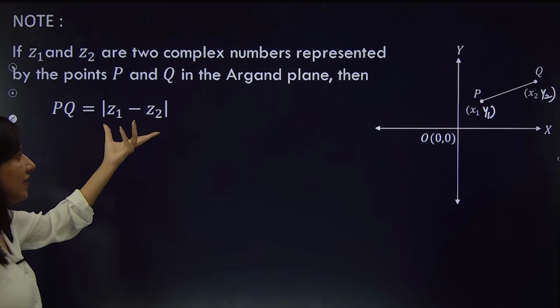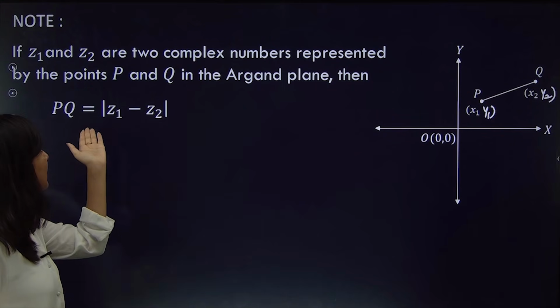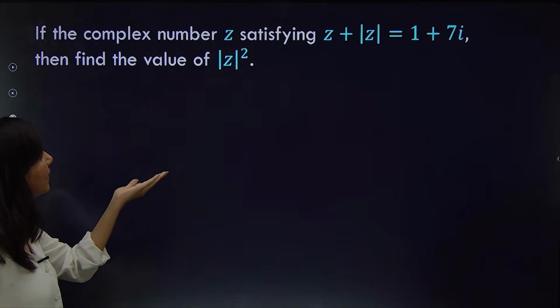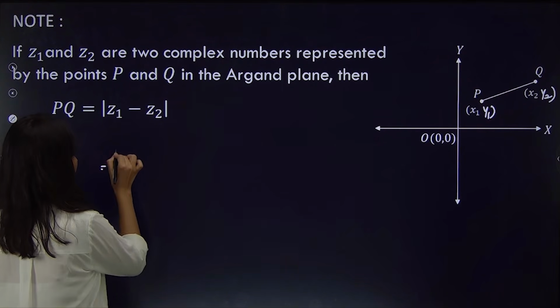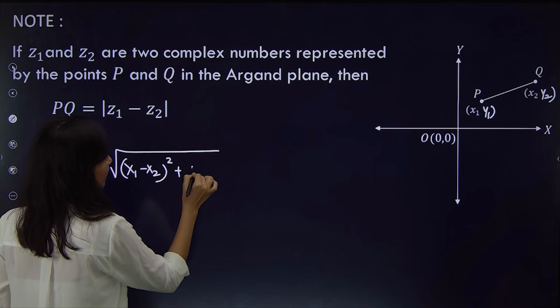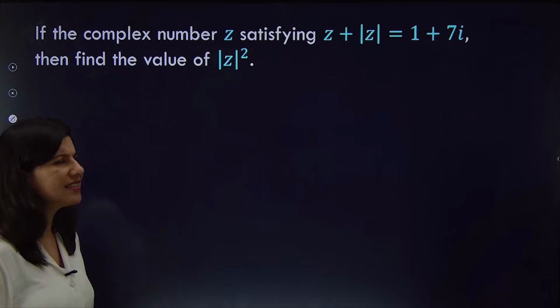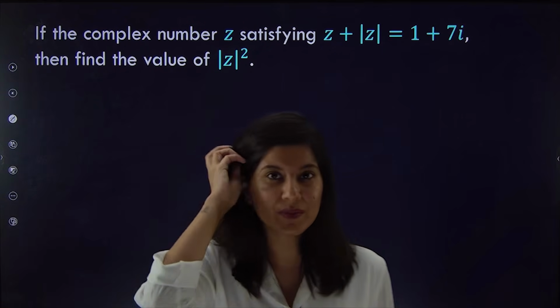Okay. So again, if you talk about coordinate geometry, the distance between P and Q will be what? You know that, right? This is going to become square root of (x1 minus x2) whole square plus (y1 minus y2) whole square. That's it. Okay, let us have a question, then you will understand what I'm trying to say.